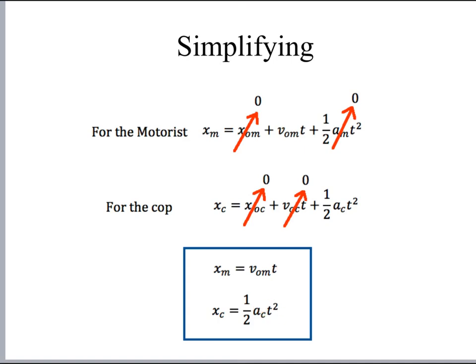So what is that equation, xm? That is the position of the motorist at any time t. What is xc? That's the position of the cop at any time t. I plug in 3 seconds here, and that'll tell me how far the motorist has gone in those 3 seconds. I plug in 3 seconds there, and it'll tell me how far the cop has gone in those 3 seconds.